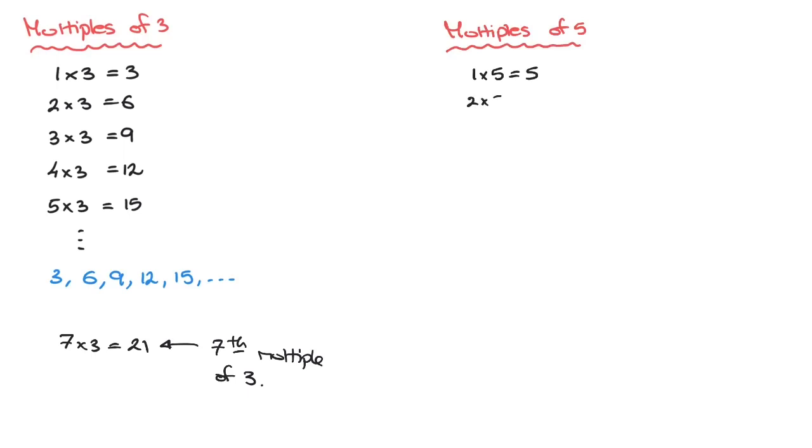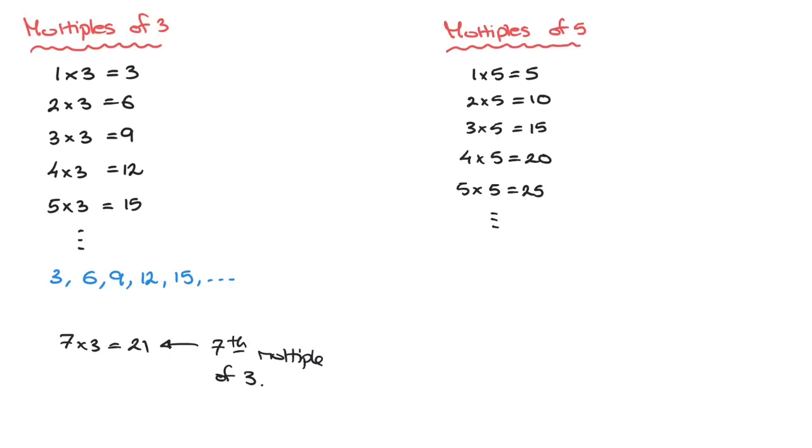2 times 5 is 10. That's the second multiple of 5. 3 times 5 is equal to 15. That's the third multiple of 5. 4 times 5 is equal to 20. That's the fourth multiple of 5. 5 times 5 is equal to 25. Fifth multiple of 5, and so on and so forth.